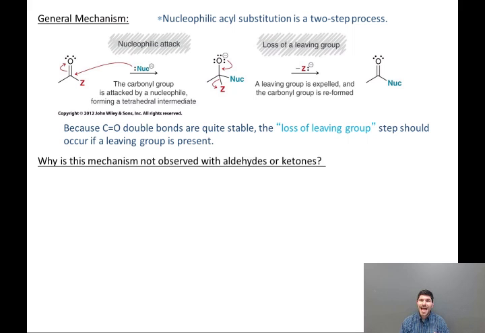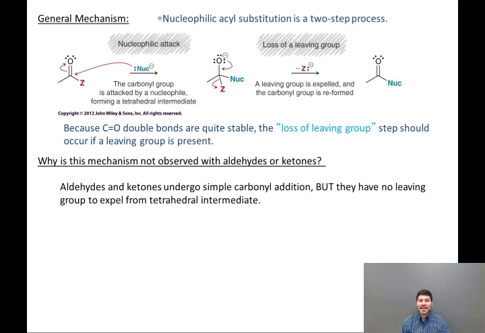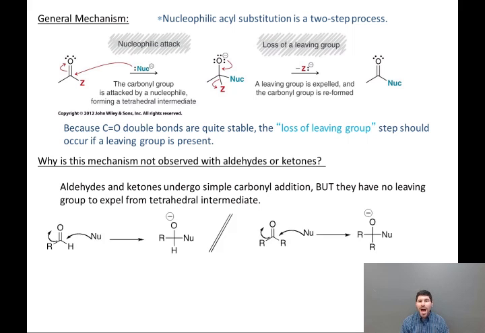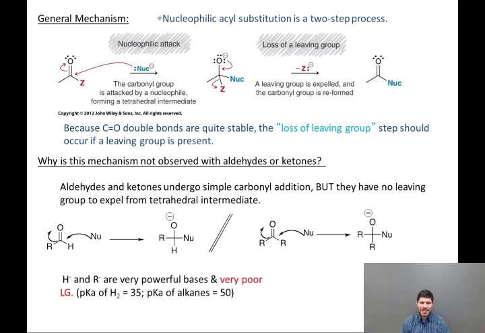Okay, why does this not happen with aldehydes and ketones? Aldehydes and ketones, as I've said, undergo simple carbonyl addition with nucleophiles, but they have no leaving group to expel from the tetrahedral intermediate, so it stops right there. If you were to look at the tetrahedral intermediate that you get from addition of a nucleophile to an aldehyde, the thing that would take the place of Z in this particular intermediate would be H-. If you have a ketone, Z would be R-. Well, H- and R- are both very, very powerful bases and very poor leaving groups.